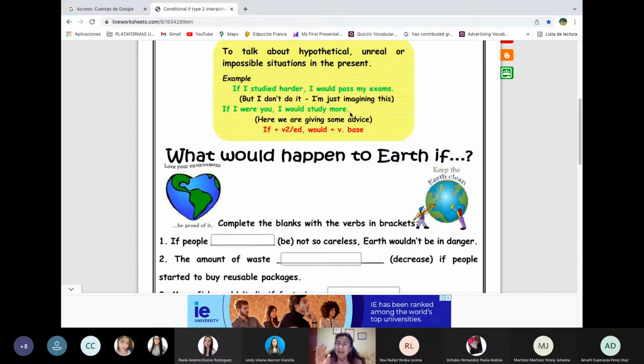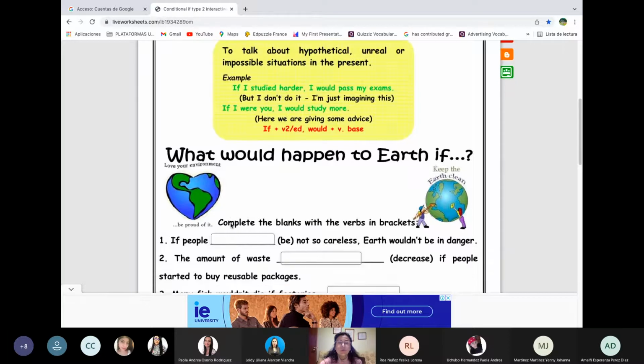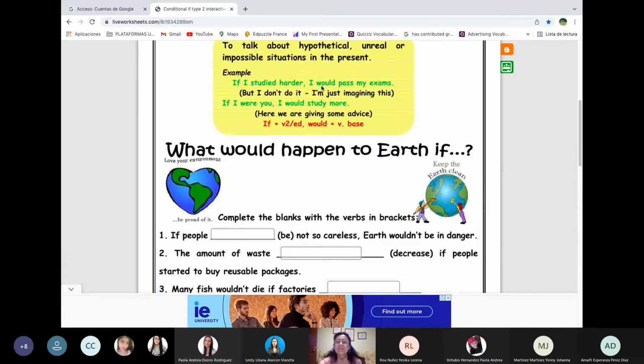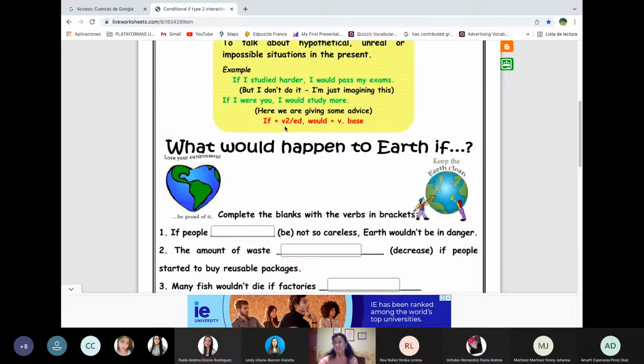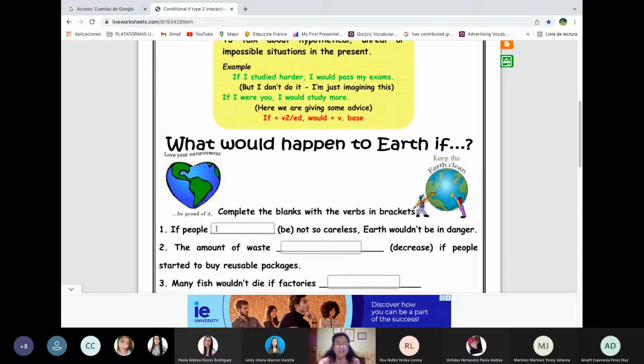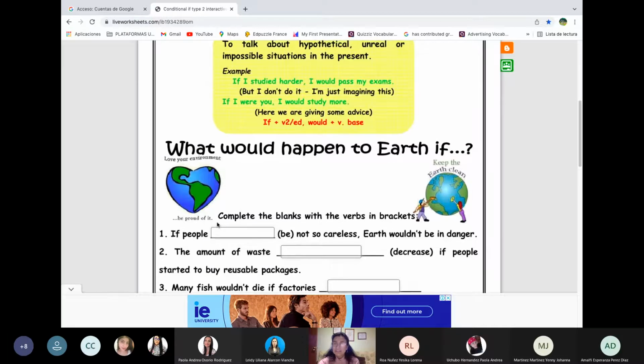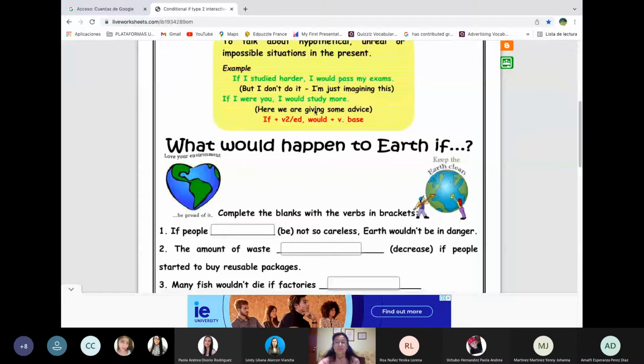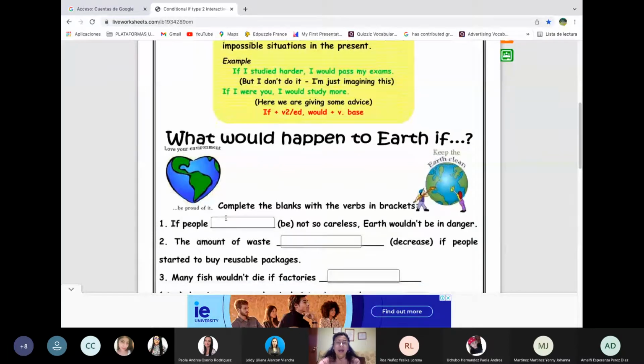Okay, you are giving advice. And remember, past and past. Con el if, we have past tense, and in the second part, we have would. Now, ladies and boys, we are going to complete the sentences using the second conditional: if, past tense, in the second part, would and could. So, how can we complete the first one?